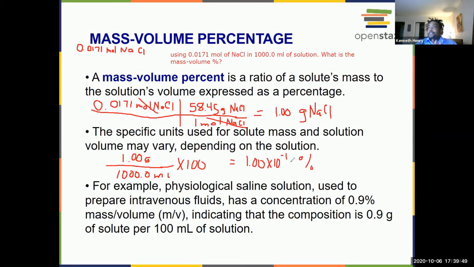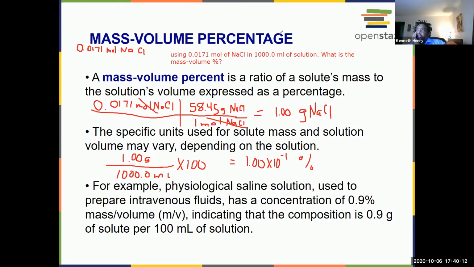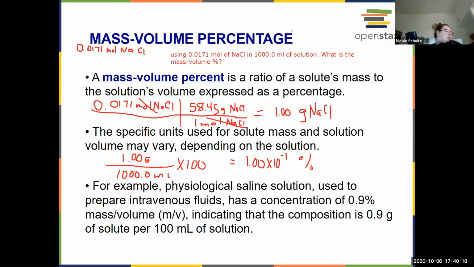Piece of cake? Mhm. Okay. Ready for the next one? Everybody get it down? Yes.